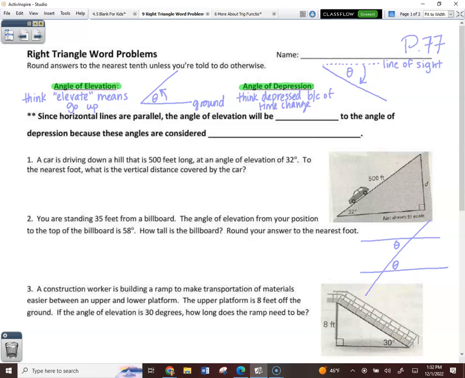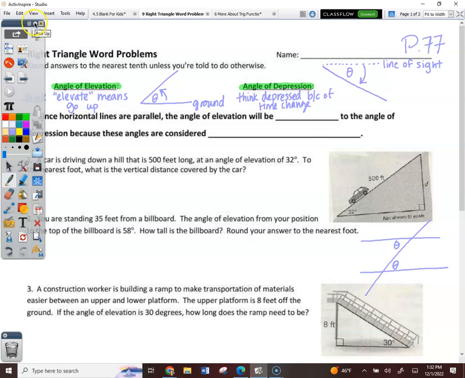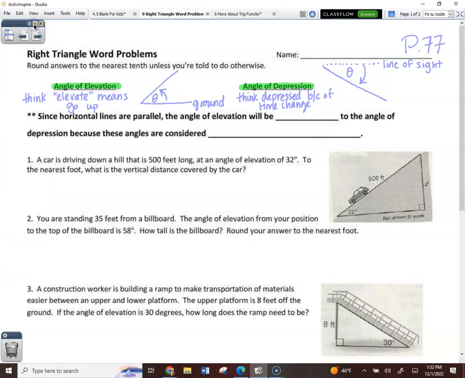Close. Alternate interior. The angle of elevation and the angle of depression are always equal because they're alternate interior angles. So if you ever have a word problem that gives you the angle of elevation, then they've also given you the depression. If they give you the depression, then they've also given you the elevation. So let's take some notes.